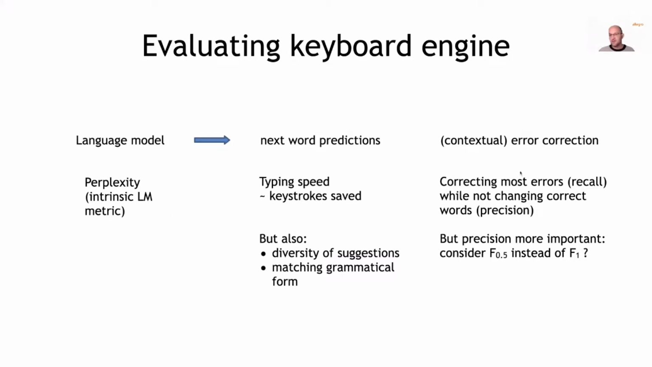And for error correction, you would like to correct typing errors, but you really don't want to change correct words into other words. So essentially, you want to go for high precision, and recall, which is how many errors you correct, is less important. And that translates into the metrics you use, because if precision is more important, then maybe you should not use F1, which is just the harmonic average of recall and precision, but F0.5, which is also a harmonic average, but one that weights the precision twice as high as the recall.